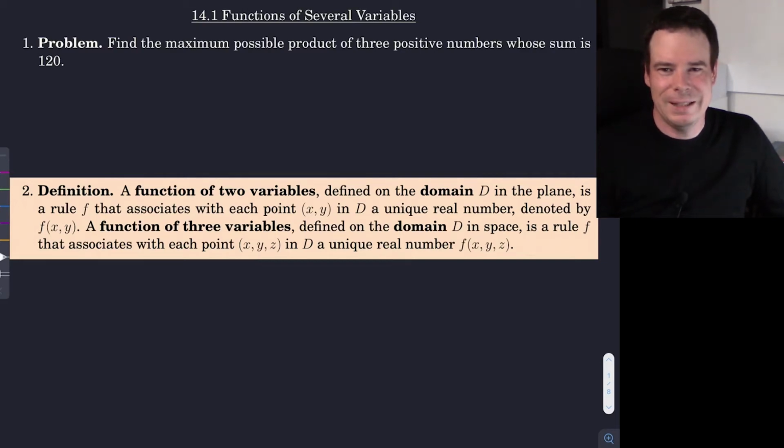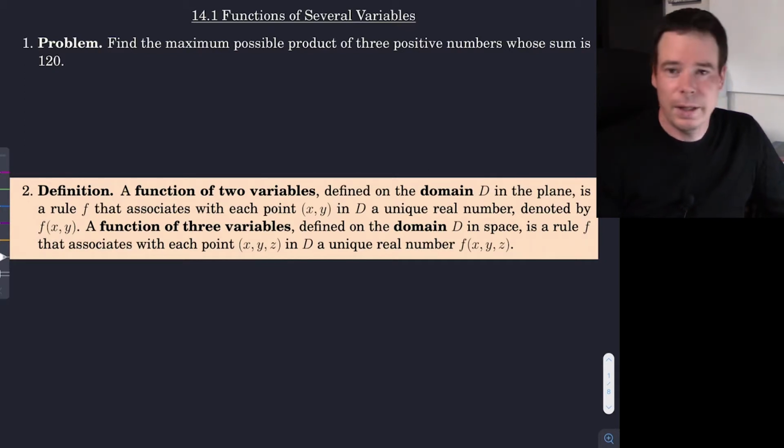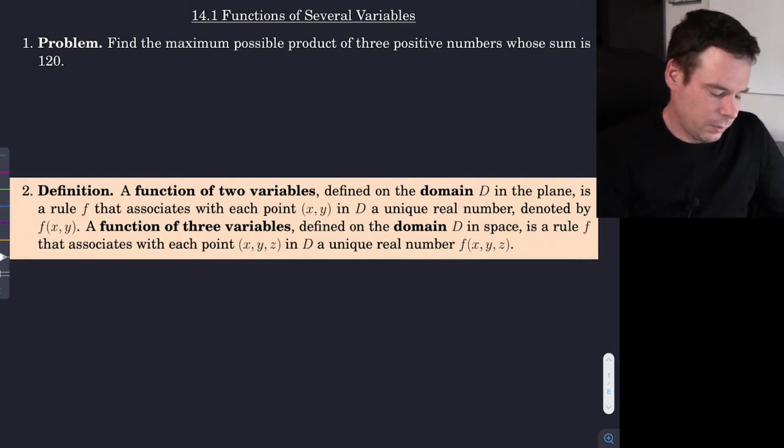Hi everyone. In this section we are going to start chapter 14, and this is on functions with multiple variables, or otherwise known as multivariable functions. So functions of several variables. As a quick motivating example, this is the kind of problem we're going to be solving later on in this chapter, but let's start with it as a motivating problem. Let's find the maximum possible product of three positive numbers whose sum is 120.